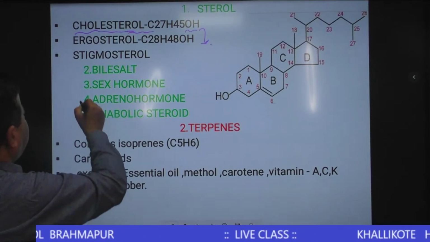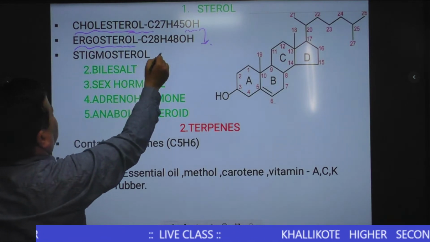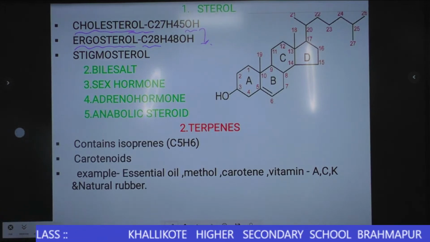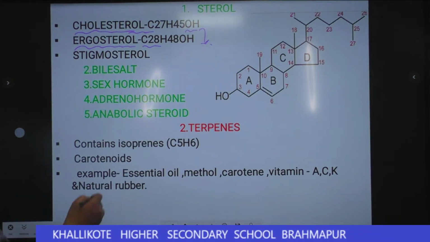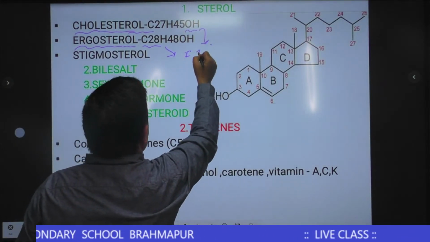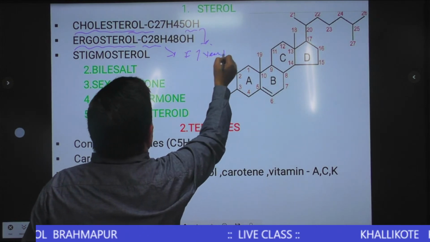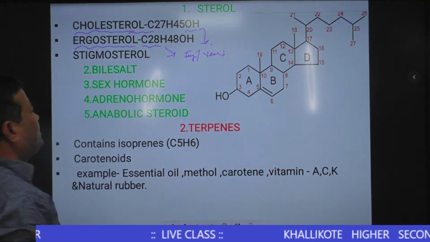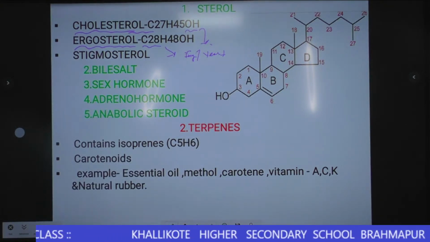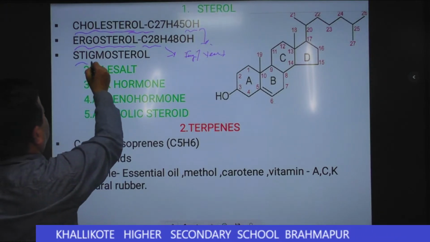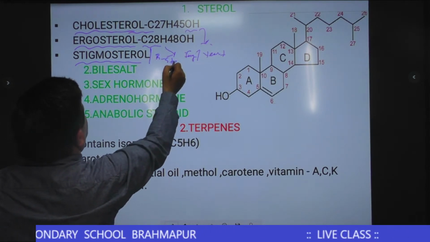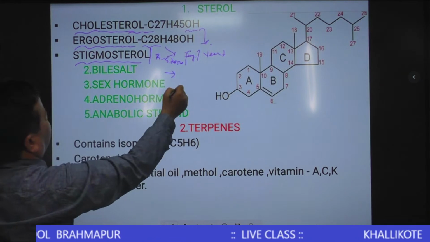Then the second type is ergosterol, whose chemical formula is C28H48OH. Ergosterol is specially found in fungi and yeast, where ergosterols are present as steroid compounds. And another is stigmosterol, and also beta-sterol, which are found in plants.